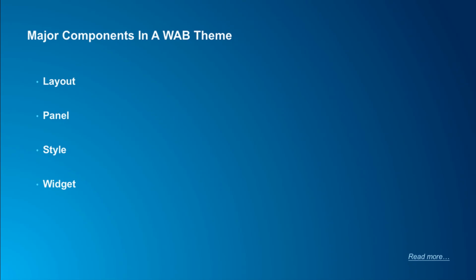So here are the 4 major components or concepts in a Web AppBuilder theme. So they are the layout, the panel, the style, and the widget. So let's take a closer look.